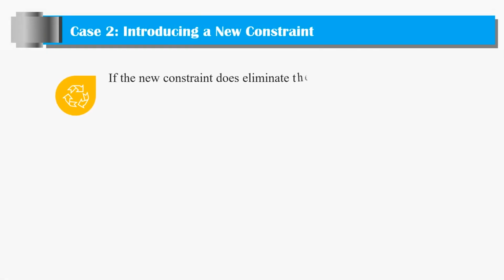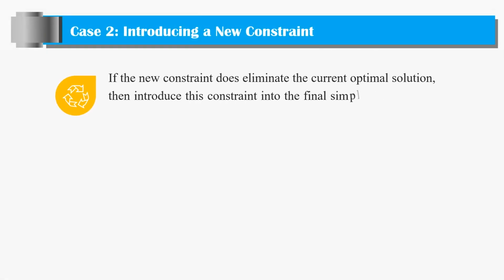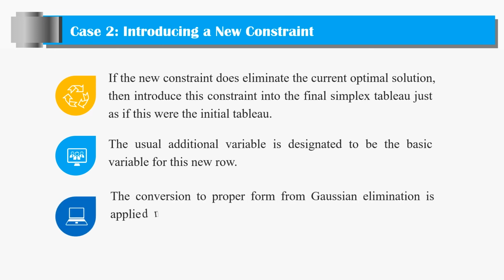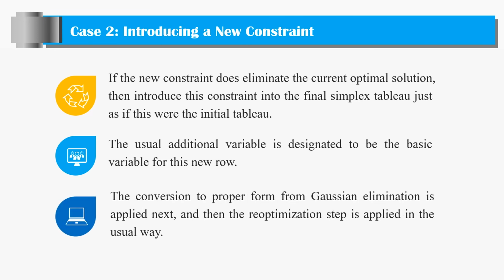So if the new constraint does eliminate the current optimal solution, then introduce this constraint into the final simplex tabular just as if this were the initial tabular. The usual additional variable is designated to be the basic variable for this new row. The conversion to proper form by Gaussian elimination is applied next. And then the reoptimization step is applied in the usual way, as we've seen from the example.